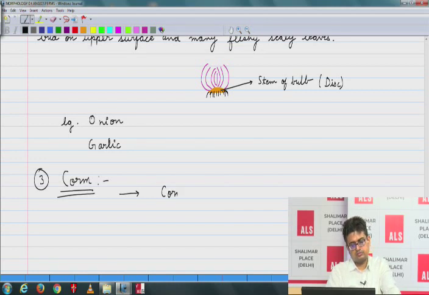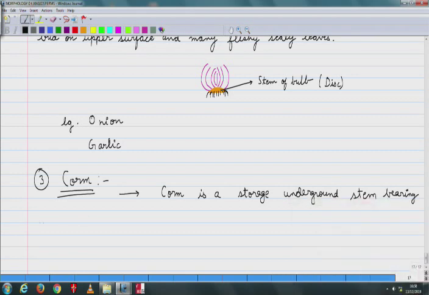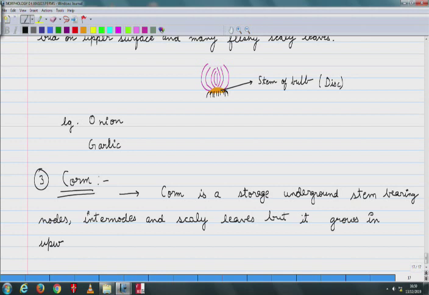Corm is a storage underground stem bearing nodes, internodes and scaly leaves, but it grows in upward direction. Example is colocasia.